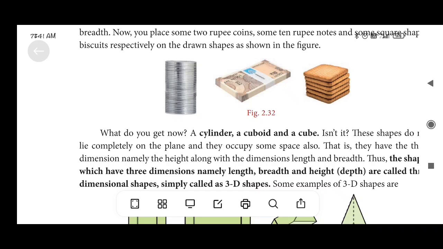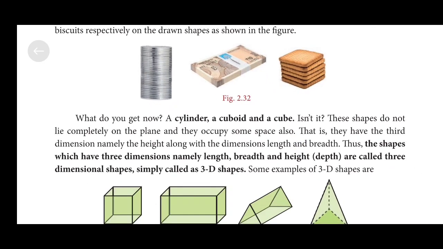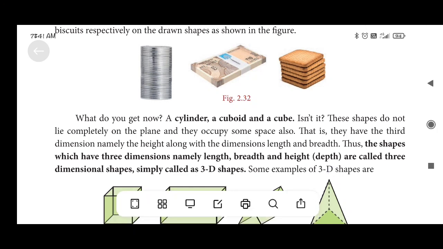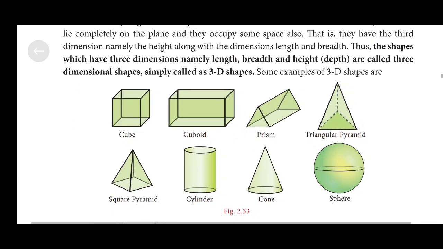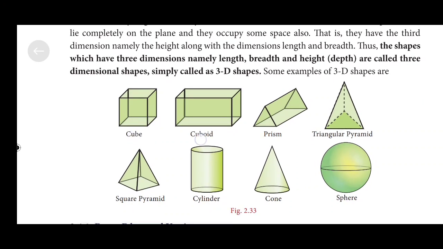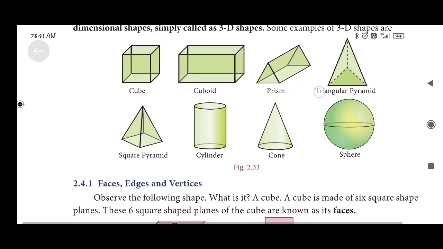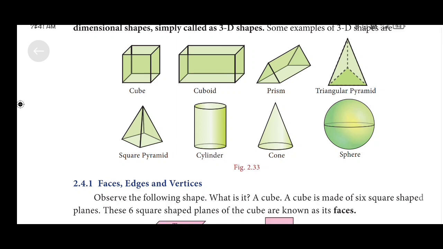Okay. The shapes which have three dimensions, namely length, breadth and height or depth, are called three-dimensional shapes. Understand? So three dimensions means we should see the length of the note, then the breadth of the 10 rupee note, then the height of the note. Okay, some examples of 3D shapes are cube, cuboid, prism, triangular pyramid, square pyramid, cylinder, cone, sphere.